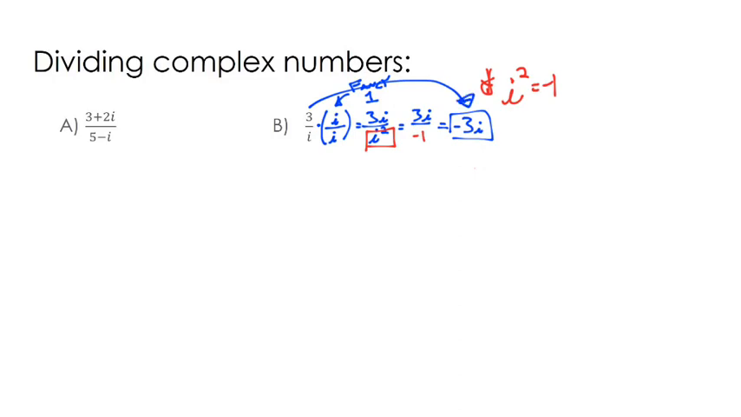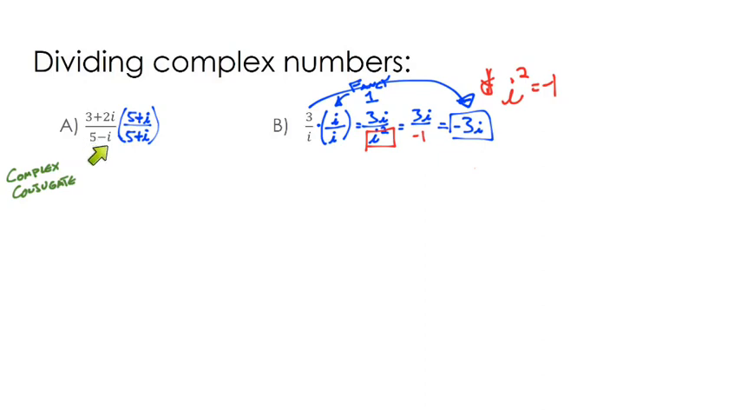Now let's look at this example over here, because this one's a little bit trickier. What we do here is multiply by something, and I'm going to write it over here to the side. We multiply by something called the complex conjugate. What that means is instead of just multiplying by i over i, we're going to change the sign on our denominator. In other words, instead of multiplying by 5 minus i over 5 minus i, we're going to multiply by 5 plus i over 5 plus i.